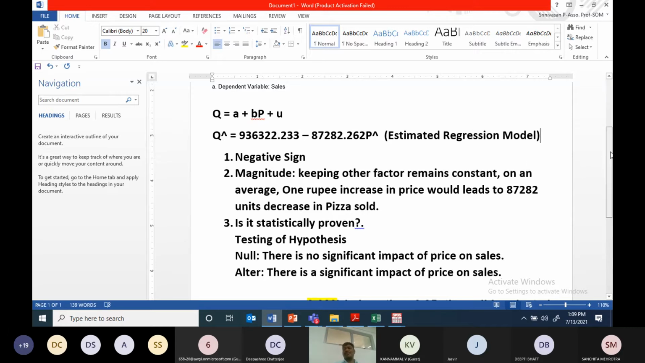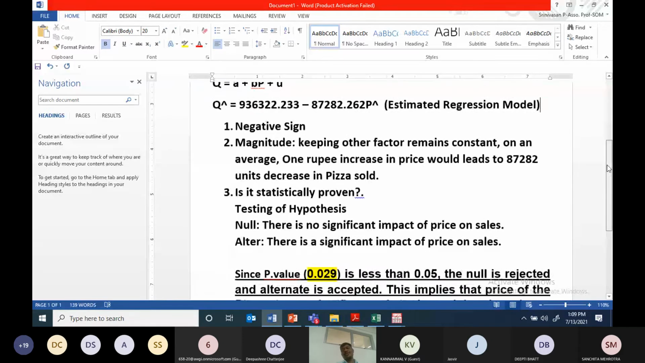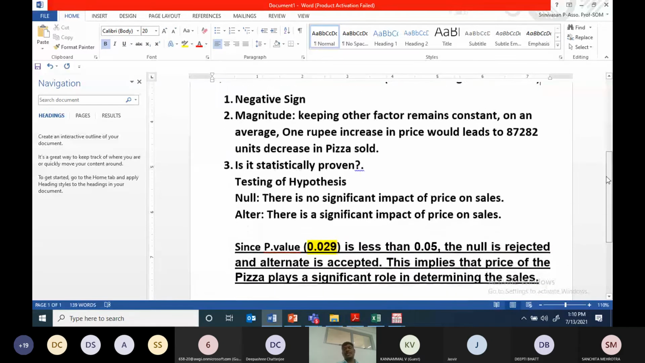So what you have to observe from the output? Sign, magnitude, and is it statistically true. All three are very important. Some people will get a positive sign, then are fed up, sir, saying instead of positive I got negative. No need to worry.